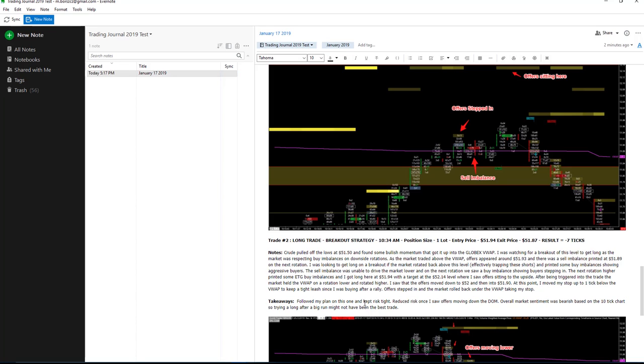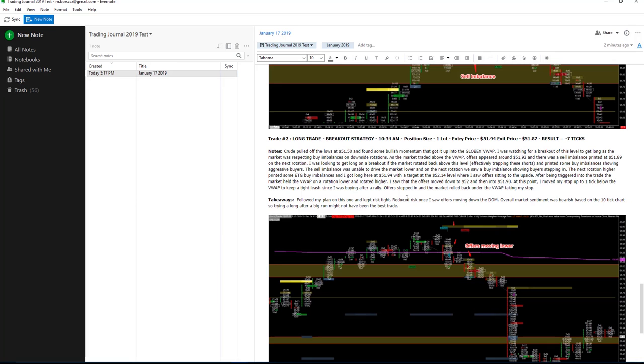In this case, I followed my plan and I kept the risk tight. Once I saw offers starting to step in, I disqualified the trade and I tightened my stop loss below the VWAP here, because it was looking like the sellers were stepping in. That's exactly what happened. And instead of eating a full stop of 9 ticks, I reduced that to 7 ticks. So again here, I reduced once I saw the offers moving down the DOM.